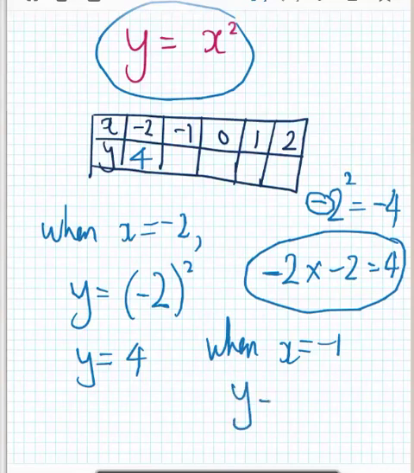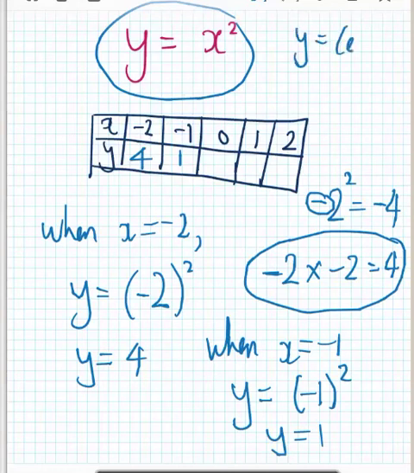Next one, when x is negative 1, sub it into the equation. Instead of x, we have y equals minus 1 squared. Minus 1 times minus 1 is positive 1. And we've got a 1 there. Done. And you can do this without working out. When x is 0, we've got y equals 0 squared. 0 times 0 is just 0. Okay? Now be very careful.